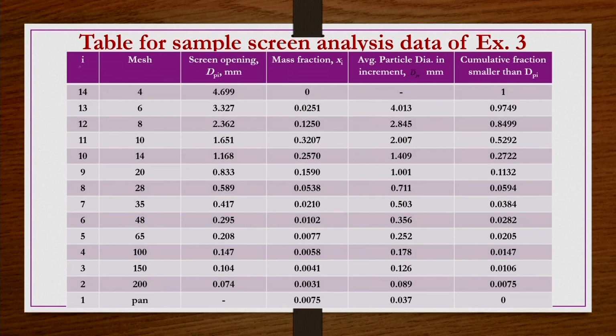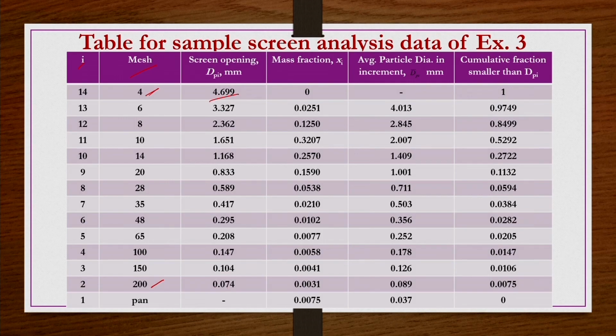Screen increment i and then mesh number are given. In screen increment, we in general give the largest number at the top and the smallest at the pan, so the pan is 1, 2, 3, 4 like that. So, 14 increments are there. The finest mesh that is used, 200 mesh, is at the bottom, and the coarsest mesh that is used is the 4 mesh, at the top. Their corresponding openings, dpi, are given here.